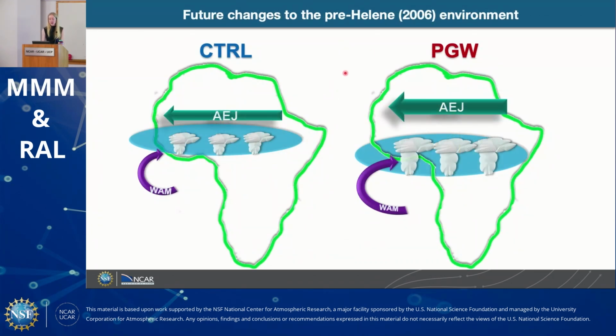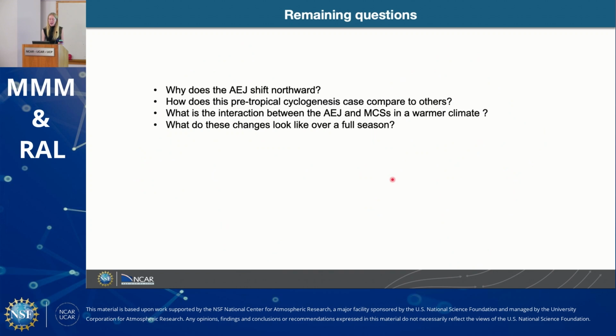So to summarize what we found in this study, which I didn't mention, but it is in revision at GRL, and then the MCS part is being worked on now. These are the relevant systems that we looked at over Africa, and the future changes that we're seeing in these PGW experiments are a northern shift of the African easterly jet and an intensification. And at the same time, we're seeing a southern shift in convection and precipitation. And we're also seeing a stronger West African monsoon, which is bringing in more moisture to this area. So I will end with a few remaining questions, since this still is work in progress. So we're still trying to understand why do we see this northern shift of the African easterly jet.